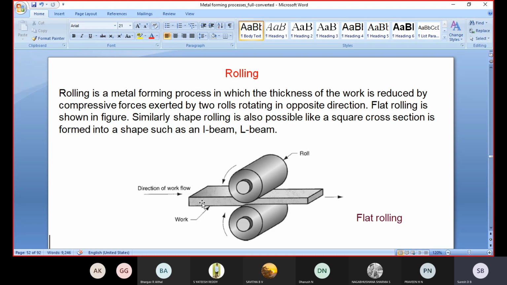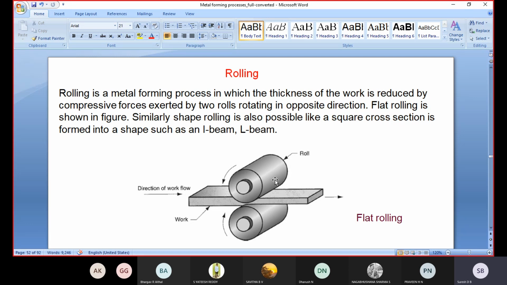Suppose a 20 mm thick sheet is converted to 10 mm thickness. How do we convert it to 10 mm? The distance or gap between the two rollers is very important. Depending upon the thickness, you maintain the gap between the upper and lower roller. Due to compression, the thickness of the material is reduced. Here both upper and lower rollers are flat surfaces.